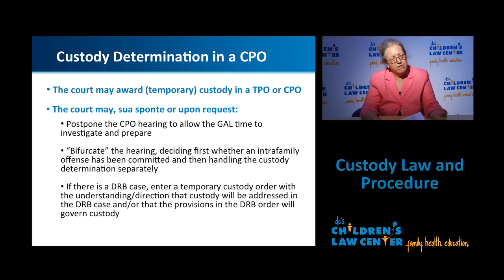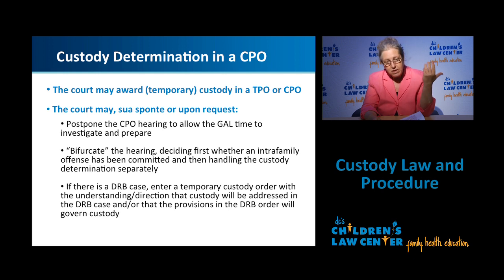Another possible scenario that happens pretty often is that there was already a domestic relations branch divorce or custody case going on, and then a CPO petition got filed. Or a slightly similar scenario is that the CPO case came first, but then after the filing of the CPO case, somebody filed for long-term custody in the domestic relations branch. And so there can be kind of an interconnection between those two cases.